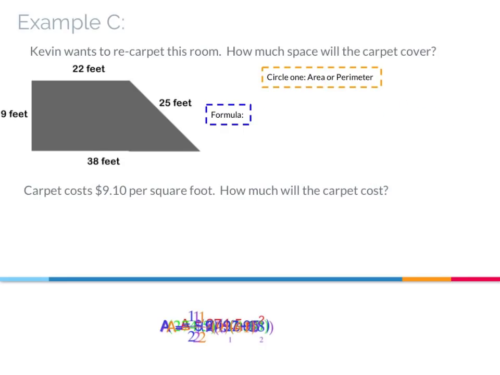This third example says that Kevin wants to recarpet this room. How much space will the carpet cover? Also, the carpet costs $9.10 per square foot. How much will the carpet cost? First, we need to figure out if we need to find area or perimeter. Second, we need to figure out what the shape of this room is, and then find the formula using our formula sheet. I want you to pause the video now and try this problem on your own. When you're ready, hit play.